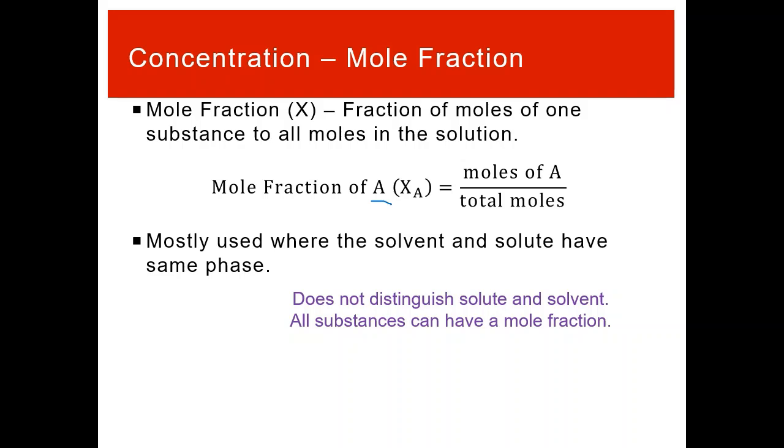So the mole fraction of A, you'll notice it's X, and the A is now a subscript, and it is moles of A to total moles. So how many moles of A do you have to total moles? This is very similar to the percent concentration. You'll note that that was mass of solute to mass of solution. This is moles of one of your components to total moles. Same idea, where total moles is just you add up all of the moles that are in there.